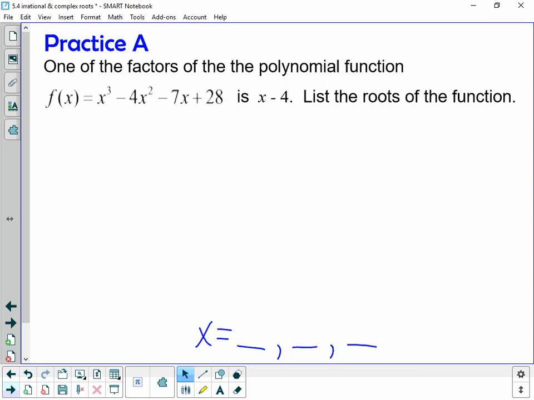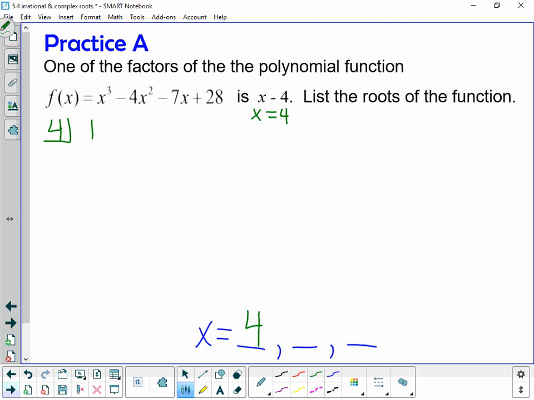Well, if we know x minus 4 is one of the factors, we already know the first root is 4. Now we're going to use that root to help us find the other roots. We'll use synthetic division. So we know 4 is a root of the function. So let's divide using that root of 4. So we drop that first coefficient down, multiply by 4, put it in the next column, add that column up.